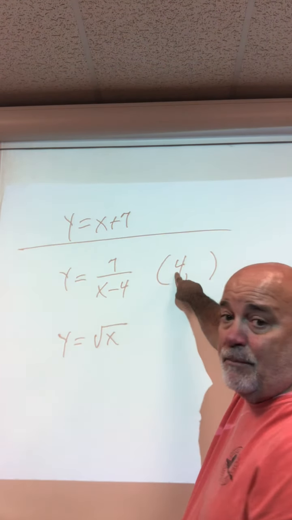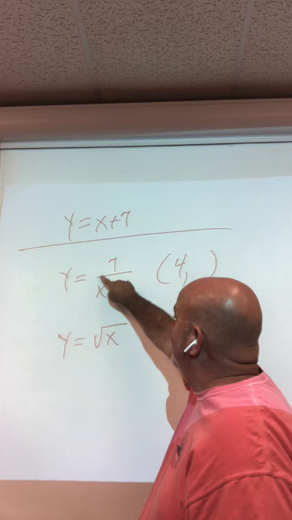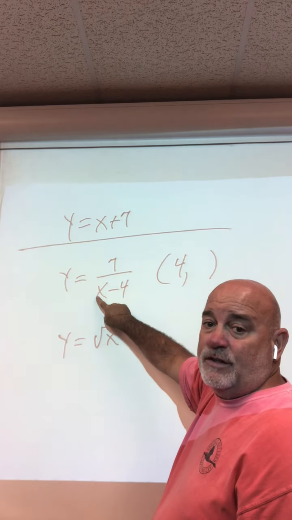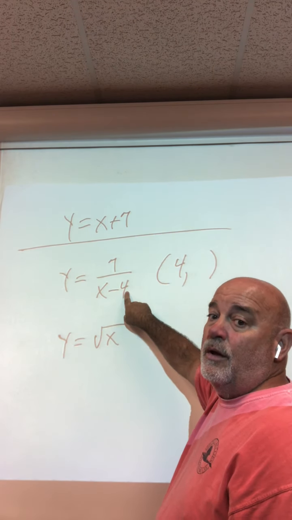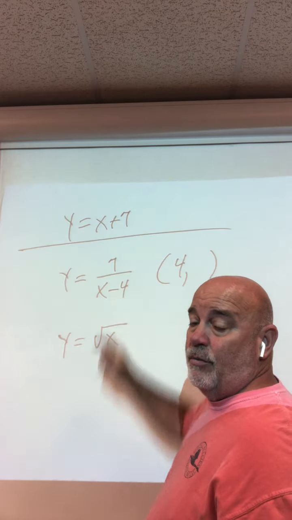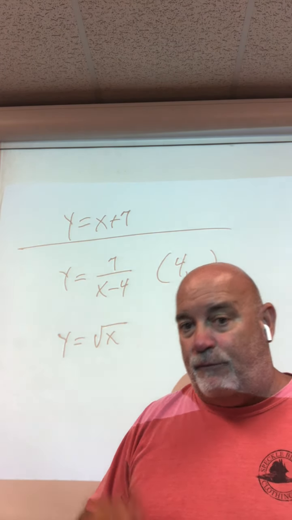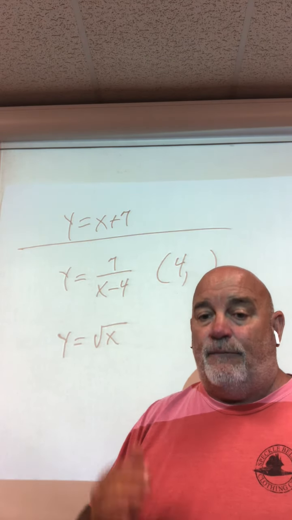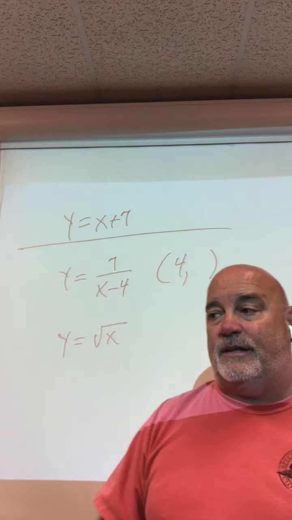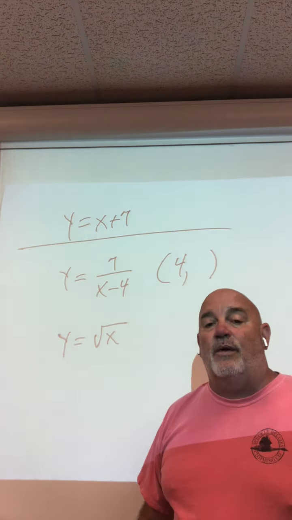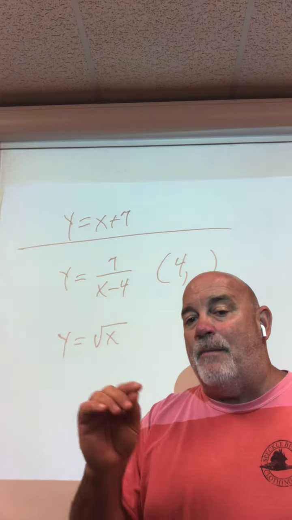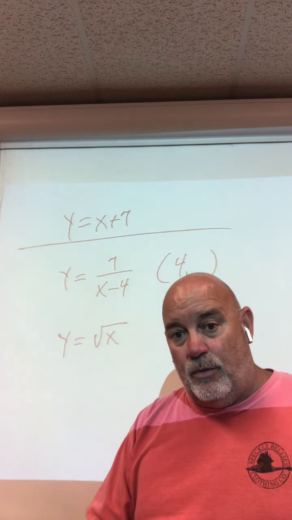Okay, so here's my input. Let's put it in. 7 divided by, what's 4 minus 4? 7 divided by 0. Take your calculator and take 7 divided by 0 if you don't know what that answer is. If you take 7 divided by 0 and hit the equal key, it's going to give you an error. Why? Because in mathematics, you can never divide by the number 0.